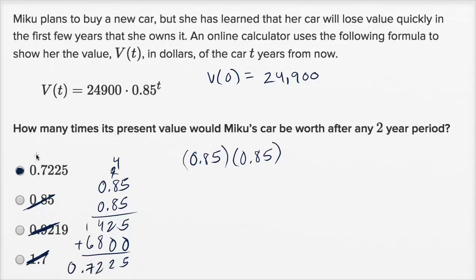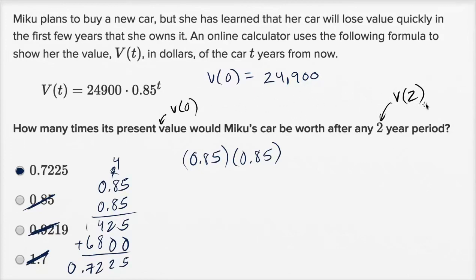Now, another way that you could tackle it is you could do something a little bit more sophisticated. You could say, okay, let's say its present value, when it's new, is V of 0. And then how many times V of 0 would the car be worth after 2 years? So this could be V of 2. We could have done V of 1 in comparison to V of 3 or V of 10 in comparison to V of 12, but this is just going to be easier.